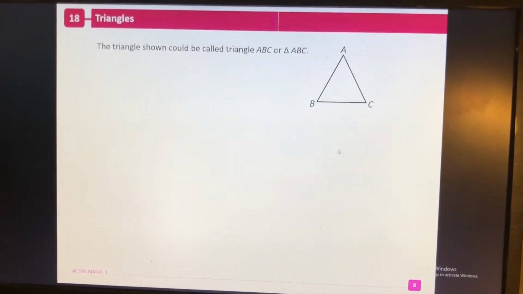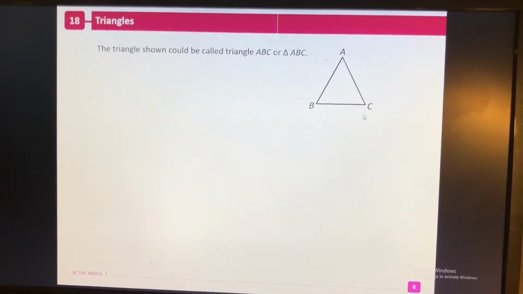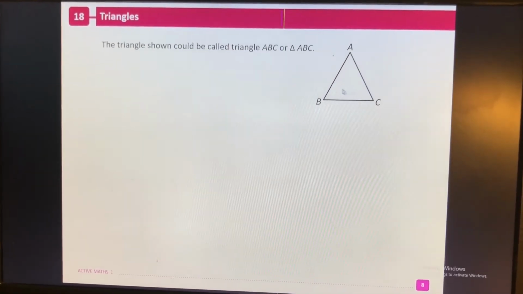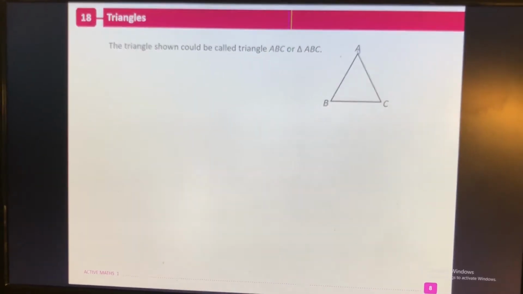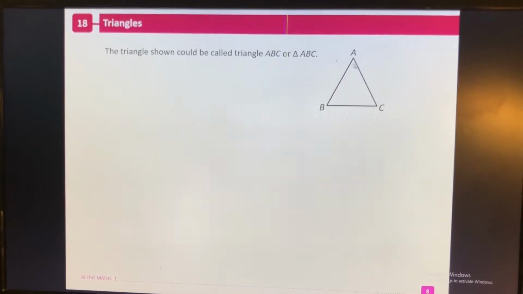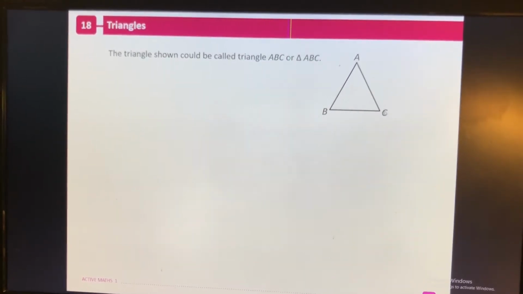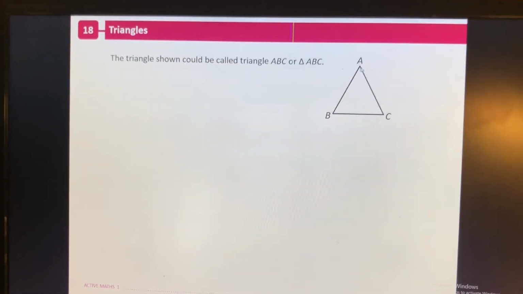So we have a diagram here, which as you can see is a three-sided polygon. It is a triangle. And we have three vertices. So they are the corners where two sides meet. And they are each points.